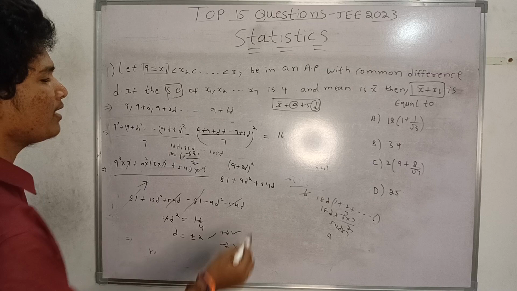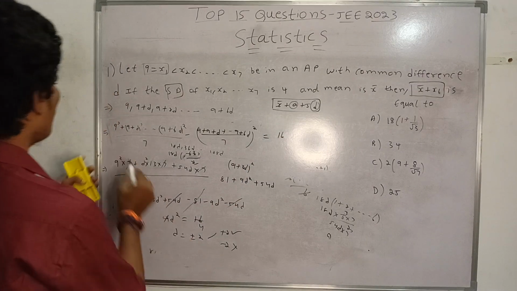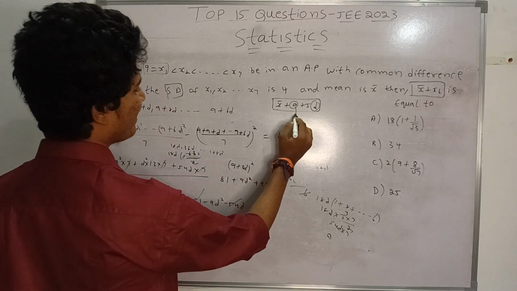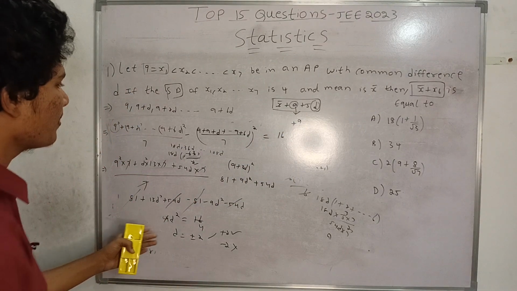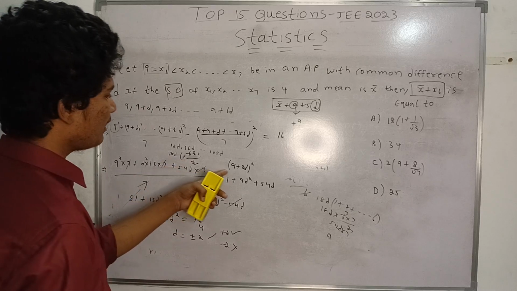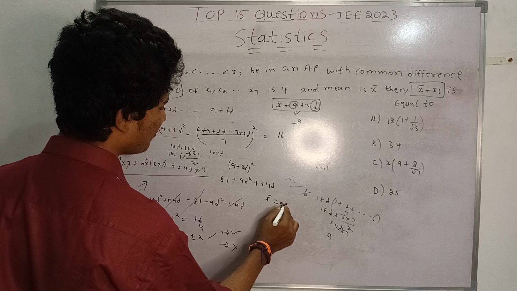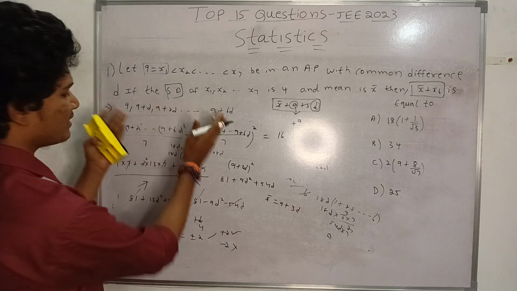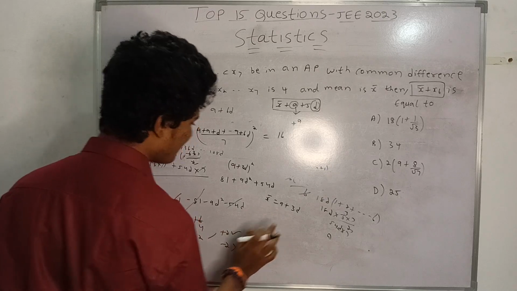And now they are asking x bar plus a plus 5d. A we already know. What is a? The first term. So it is 9 only. Plus, what is the mean here? The mean is 9 plus 3d. What is mean? X bar equal to 9 plus 3d. When I add all these terms and divide by 7, that is only the mean. So 9 plus 3d is the mean.